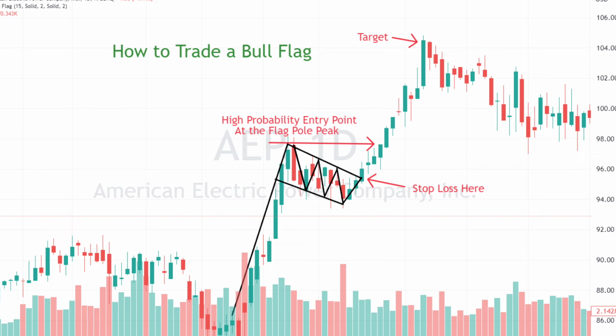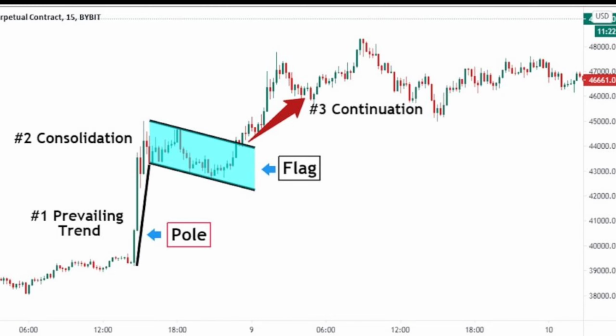Here's how you can calculate a rough approximation of the target. Measure the length of the flagpole. Start by measuring the length of the flagpole, which is the distance from the beginning of the initial upward move to the top of the flagpole. This measurement represents the magnitude of the price increase that led to the formation of the flag.